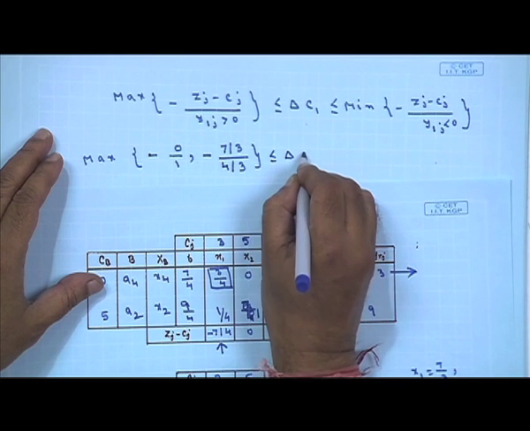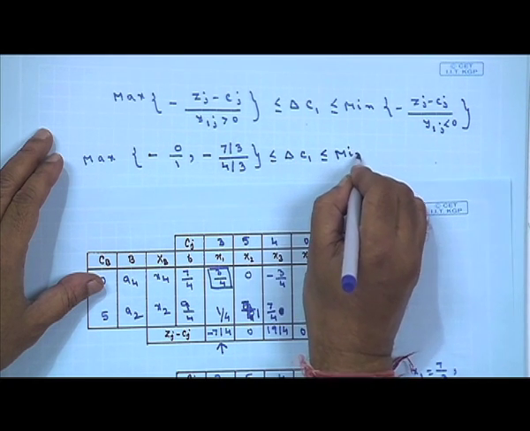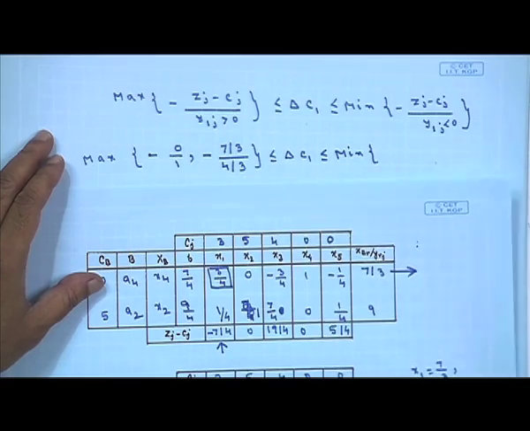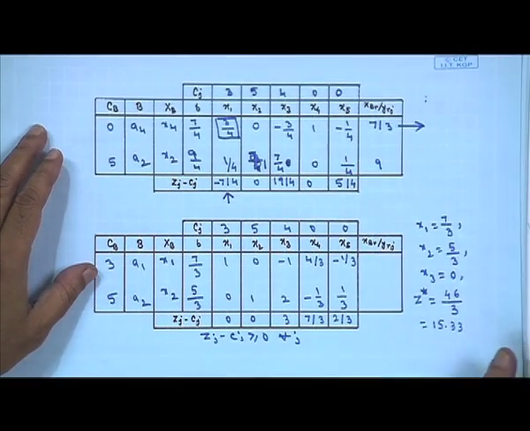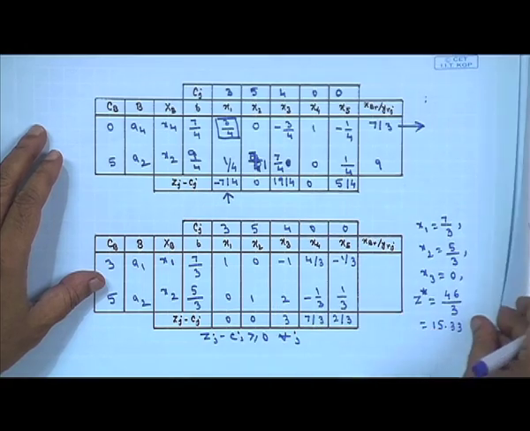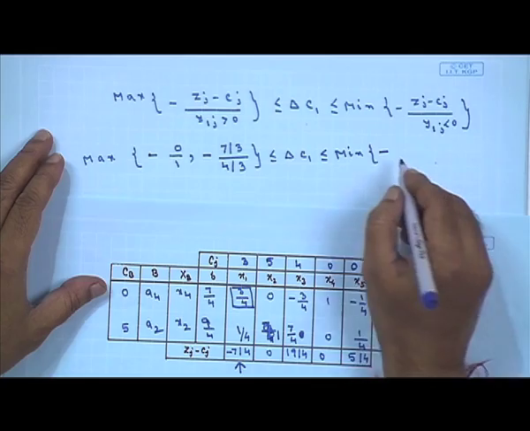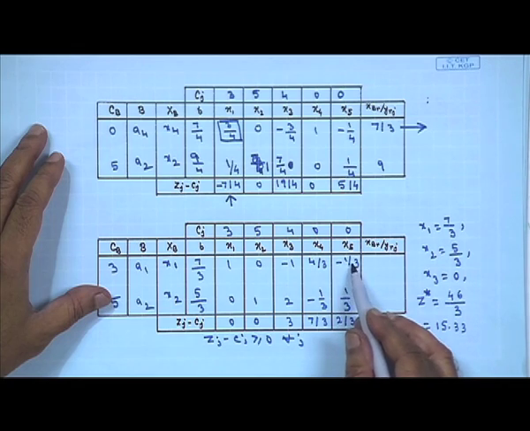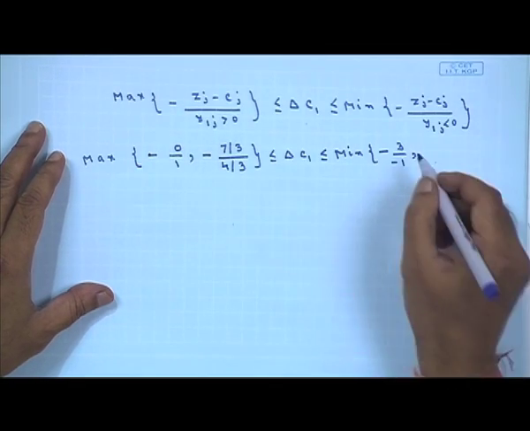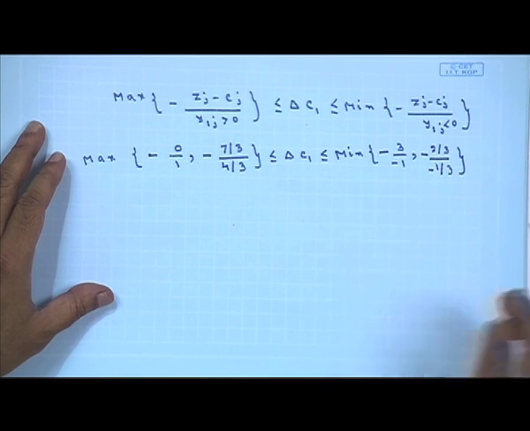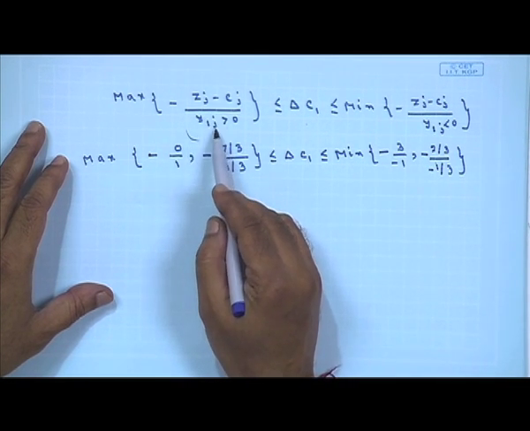This should be less than or equal to delta C1, less than or equal to minimum of, here I will take only those ratios where yij is less than 0 in the optimal solution, that is zj minus cj by yij. So, this will be minus of 3 divided by minus 1, and the other one is 0 on this. So, it will be minus of 2/3 by minus 1/3. So, this will be minus 2/3 by minus 1 by 3. Like this way, I have to prepare these yij and zj minus cj values.